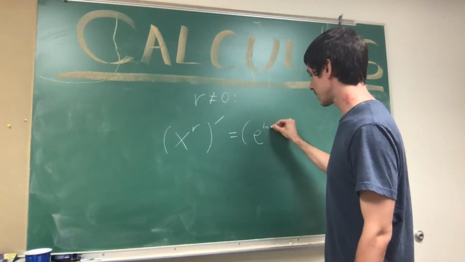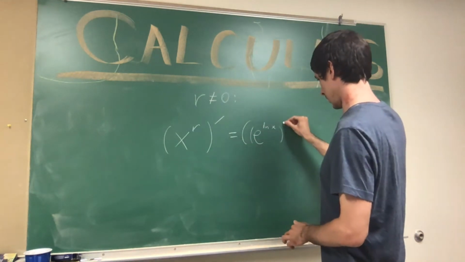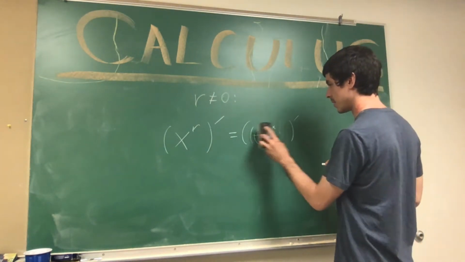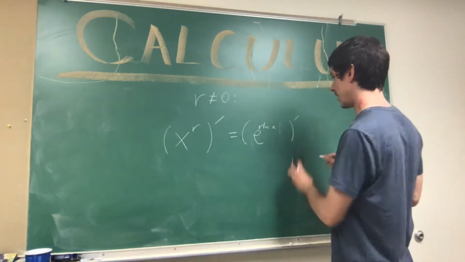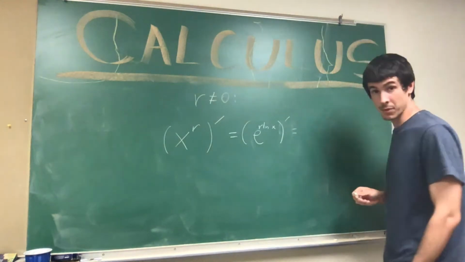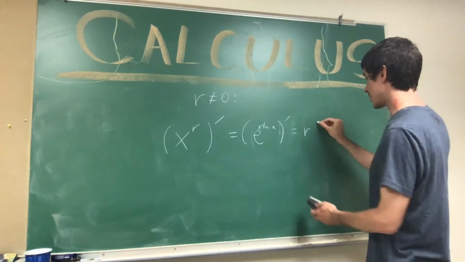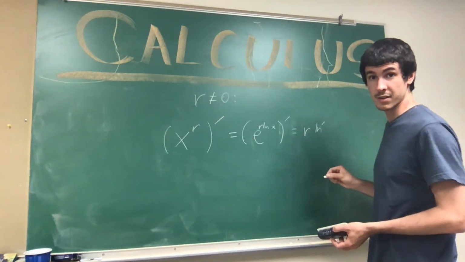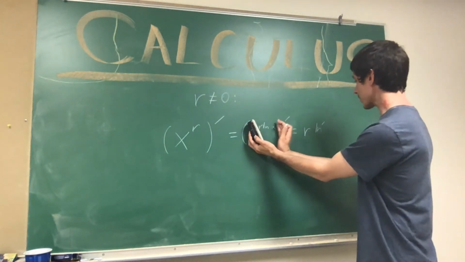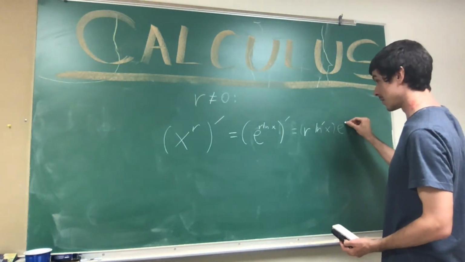to the ln of x, and so this becomes e to the ln x to the r prime. But let's go ahead and use log rules to move the r inside of the exponent, and then using the chain rule, we get r times ln prime, because r here is a constant, so there's no derivatives being taken of a constant, but the derivative of this function is going to be r times ln prime of x times e to the r ln x.